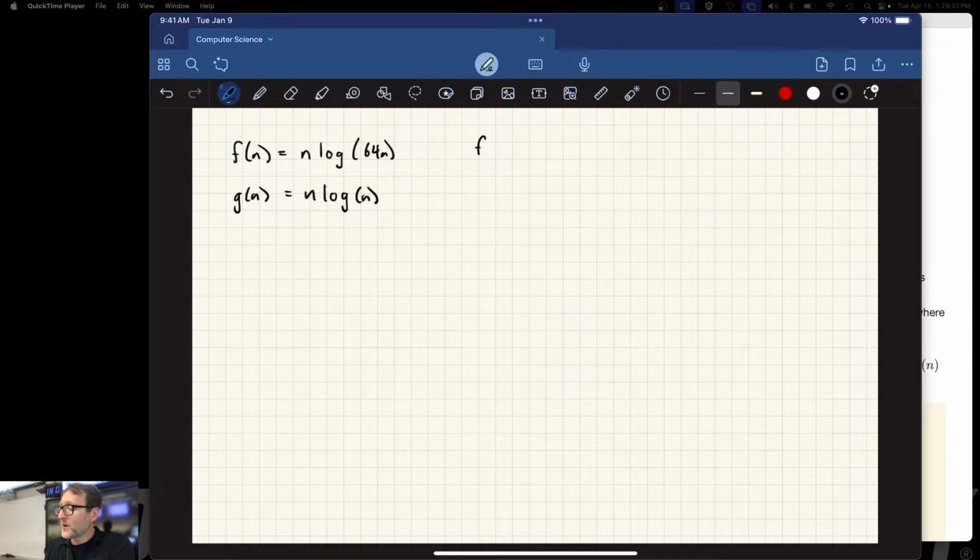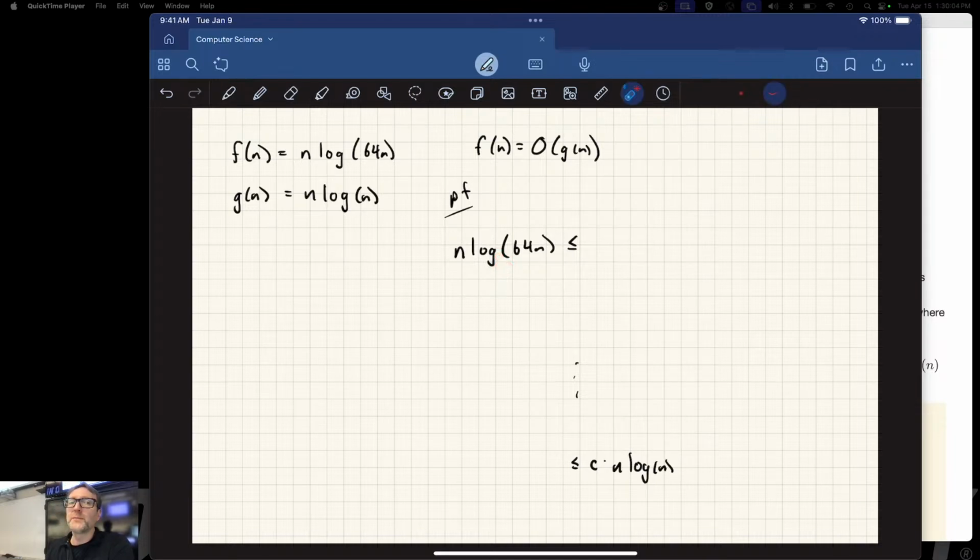So first of all, I'm going to state that f of n is big O of g of n, and here's my proof. I'm going to set up an inequality. n log 64n, excuse me. I want to show that that's eventually less than or equal to c times n log n. Now remember, what is my log base? Implicitly it's base 2, because we're all computer scientists. All right, so what do I do about this? How can I get rid of that 64?